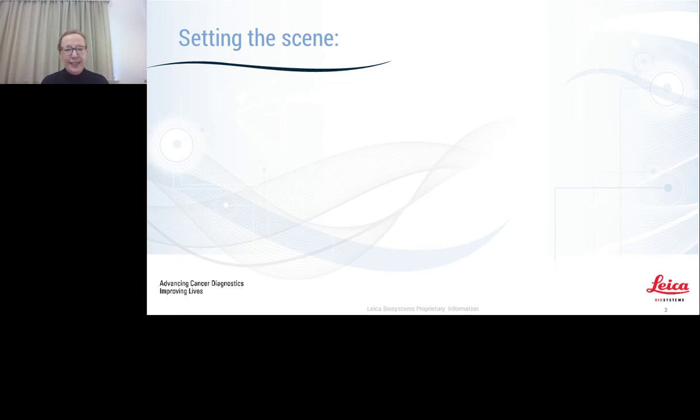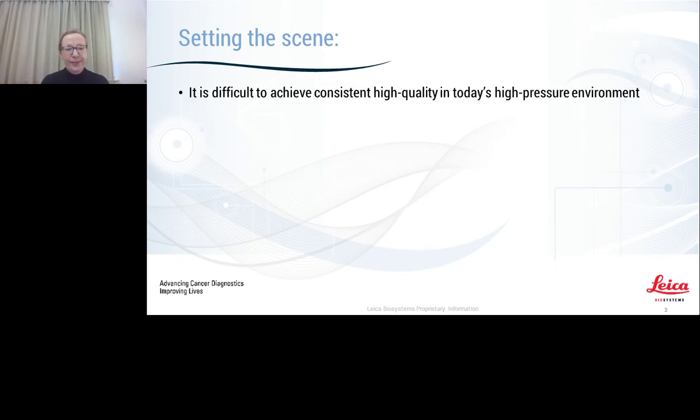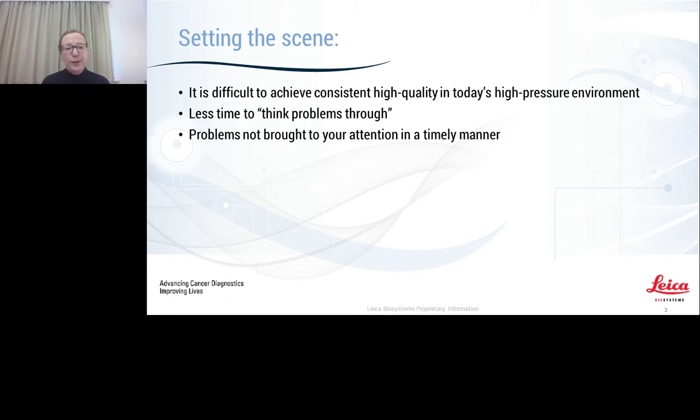First of all, I'd like to set the scene. It's often really difficult, as anybody who's working in a laboratory, whether a clinical laboratory or in a research setting, knows. There's a lot of pressure today. There's often less time to think problems through when problems do occur, and often problems are not necessarily brought to your attention in a timely manner.